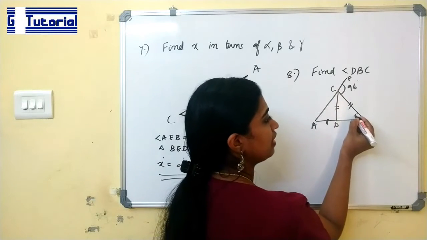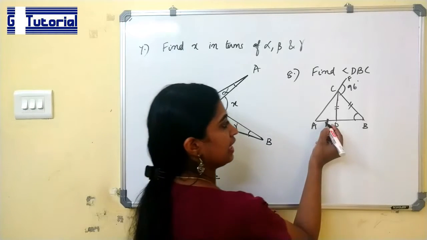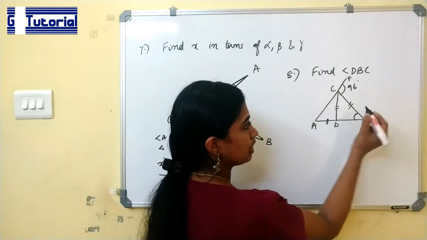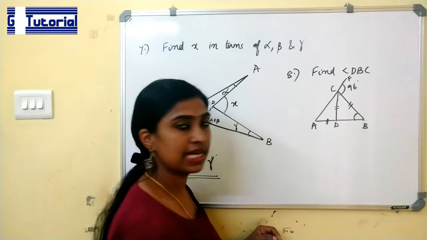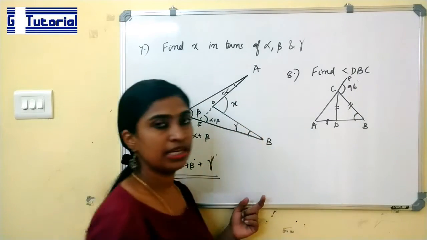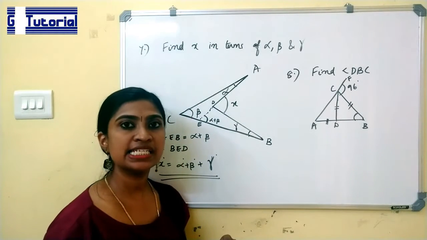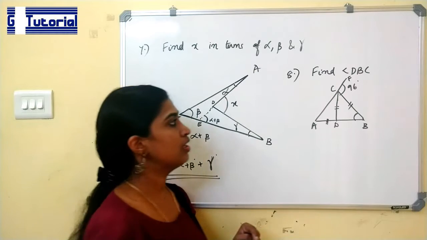DBC. We are asked to find the value of this angle. We are given that AD is equal to CD is equal to BC. Three sides are equal and also one of the angles, BCF, is given. So here we are using the property: angles opposite to equal sides are equal.